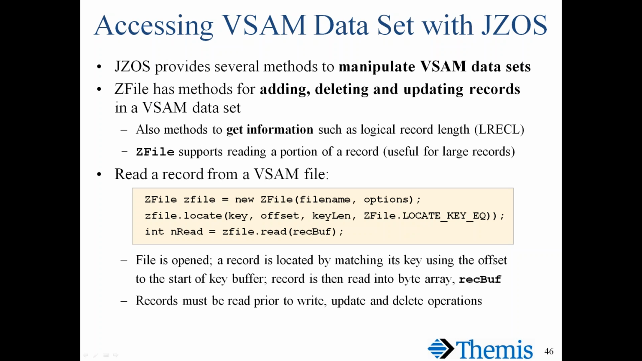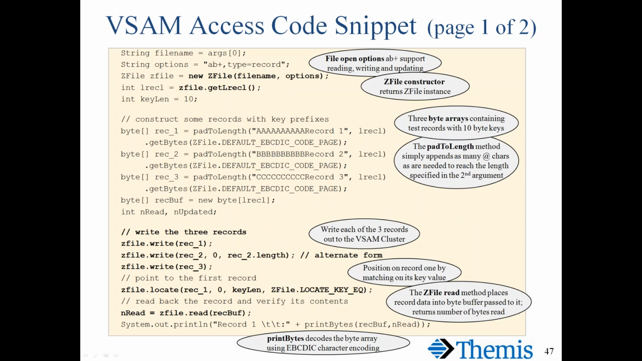RecBuff would be a byte array that would be filled with the data from the VSAM record. The read method would then return how many bytes were read. Reading records has to be done prior to updating or deleting them.